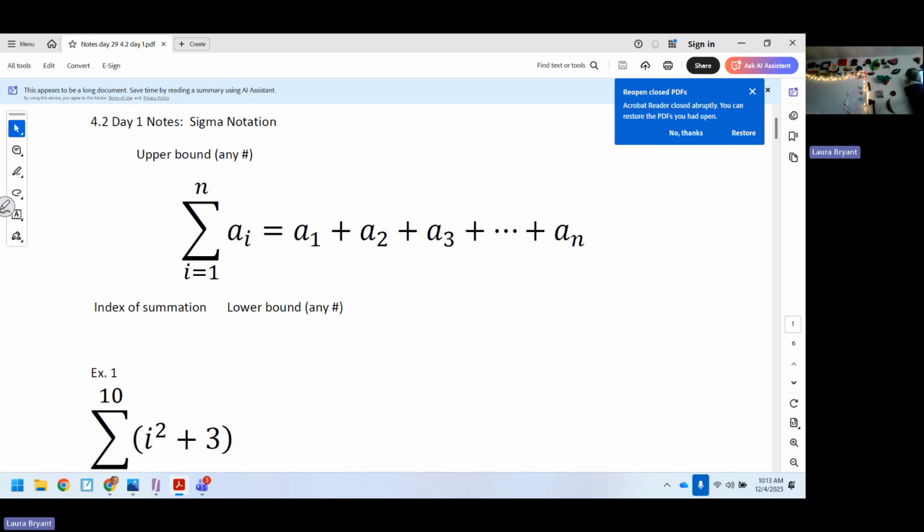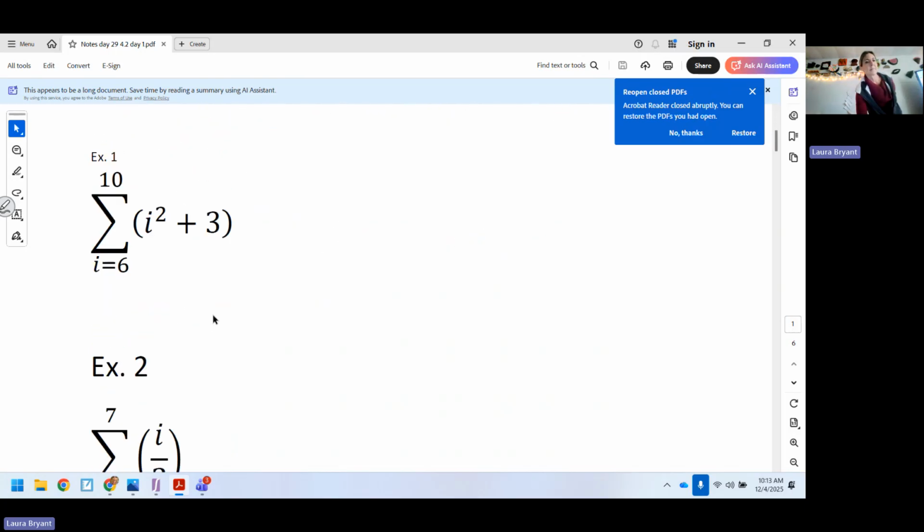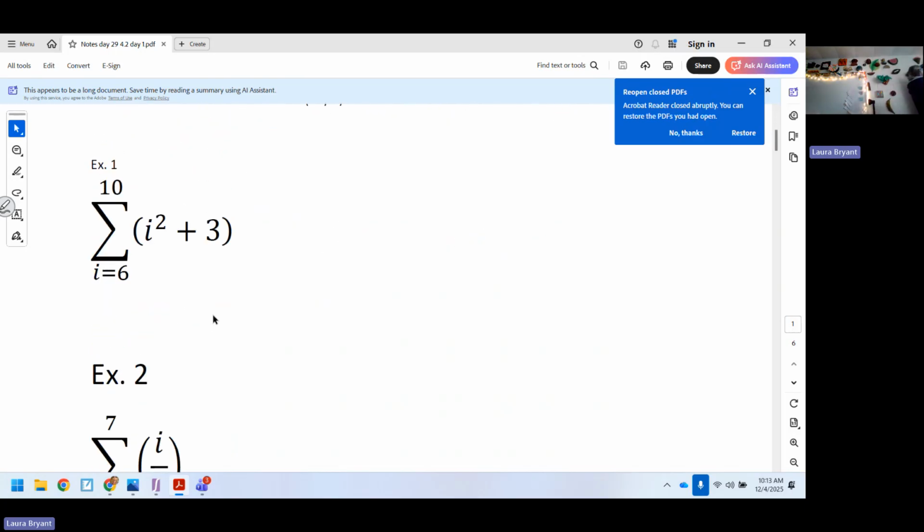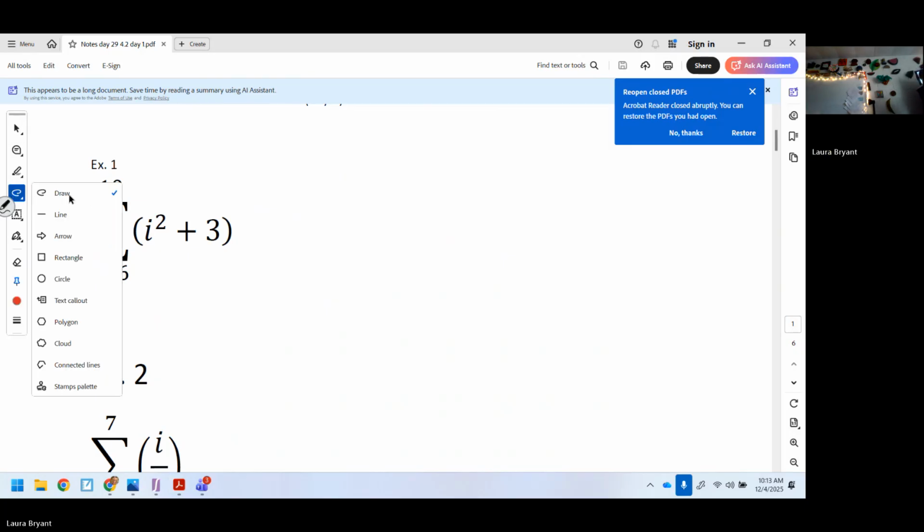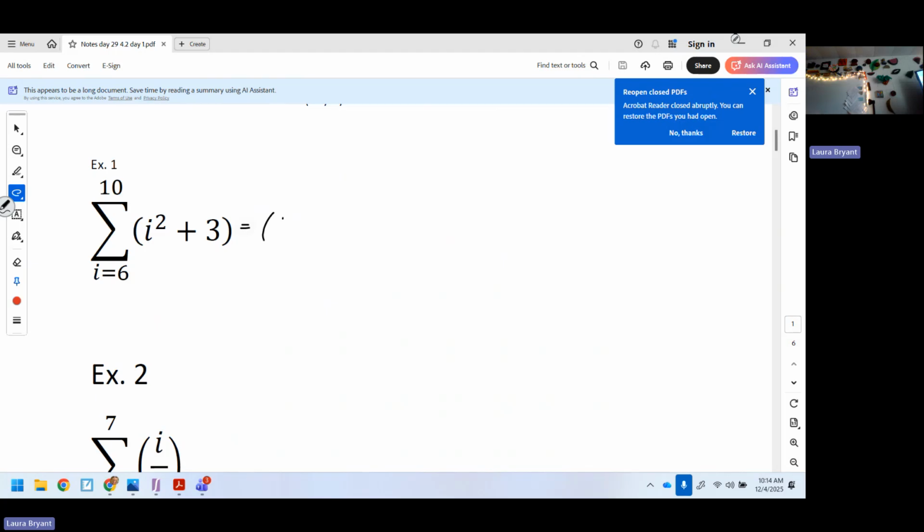So let's try one. Index of summation, that's just saying the letter I. Lower bound is 1, upper bound is any number. Okay, so on this problem, my lower bound is 6, my upper bound is 10. And so I just take turns plugging in 6 all the way up through 10. Okay, so it's going to look like this. So equals 6 squared plus 3, plus 7 squared plus 3, plus 8 squared plus 3, plus 9 squared plus 3, plus 10 squared plus 3.